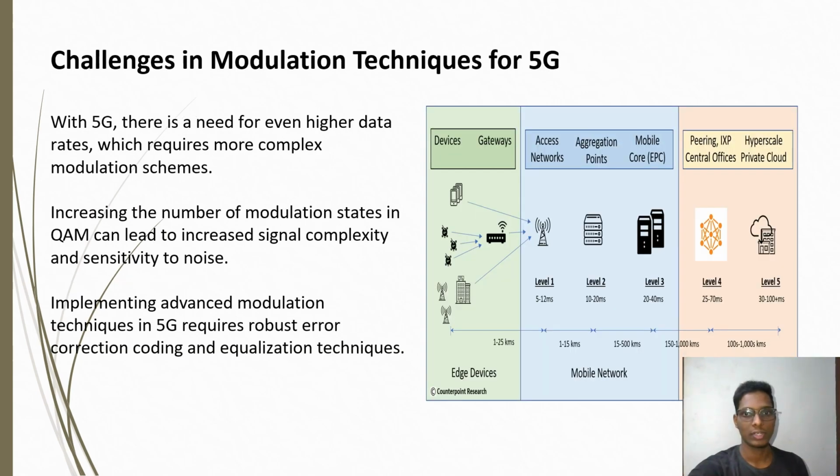Challenges in modulation techniques for fifth generation. There is a need for even higher data rates, which requires more complex modulation schemes. Increasing the number of modulation states in QAM can lead to increased signal complexity and sensitivity to noise. Implementing advanced modulation techniques in fifth generation requires robust error correction, coding, and equalization techniques.